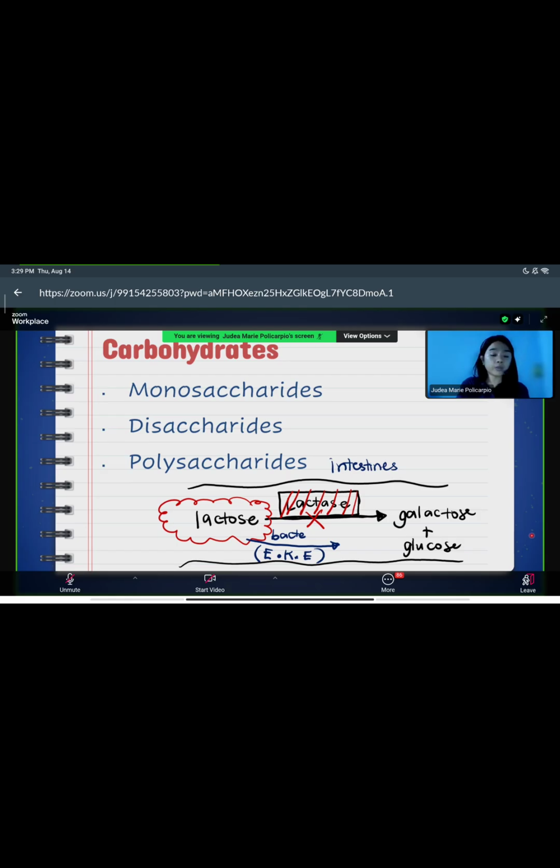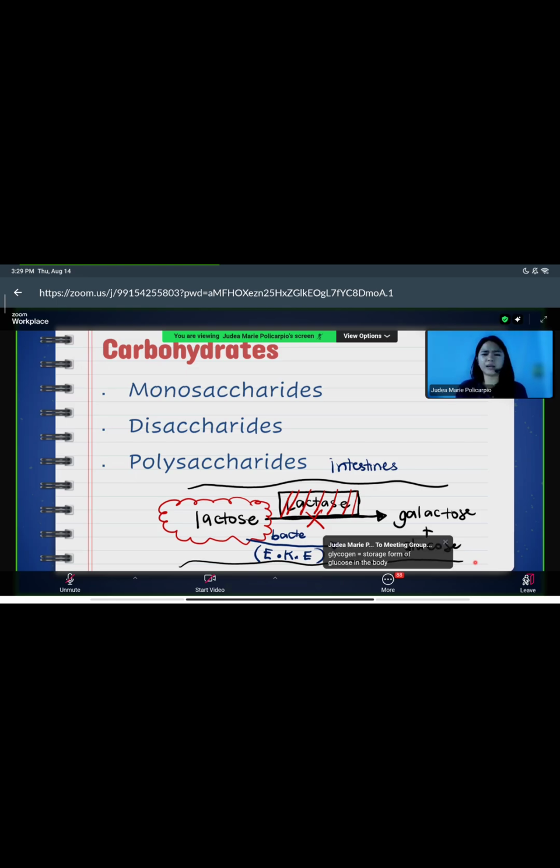But then again, we still have the last part. We have the family of the polysaccharide. And the most important part of the list is your glycogen. Uy, glycogen. Favorite recall question. Ano na nga ba si glycogen natin? Glycogen is the storage form of glucose in the body. Storage form of glucose in the body.